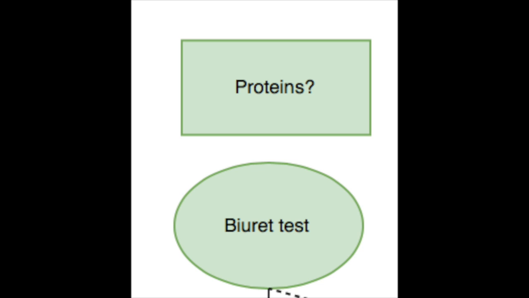If the solution changes from blue to pinkish purple, then there are proteins present, and if the solution turns pink, then there are short chains of polypeptides present. The shifts in color happen because the copper atom of the biuret solution reacts with the peptide bonds.